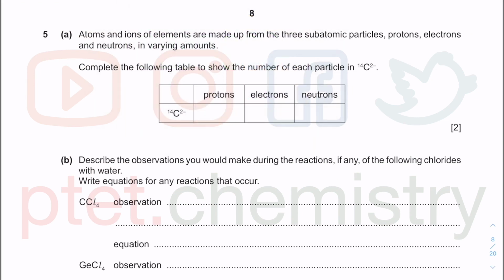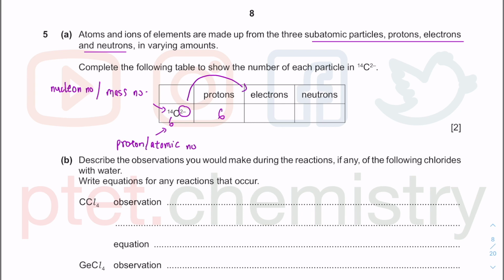In this question number 5, we have atoms and ions, and we are talking about 3 subatomic particles: protons, electrons, and neutrons. And if we have this number on top, that is called the mass number. That is also known as the nucleon number. It's to do with the number of protons plus the number of neutrons in the nucleus of an atom. So carbon has 6 protons. That is the proton or the atomic number. So what we have there will be 6 protons. We have a 2 minus charge there. So that's because we have gained 2 electrons. There's 8 electrons. We have 14 minus 6, which is 8 neutrons there for this isotope of carbon-14.